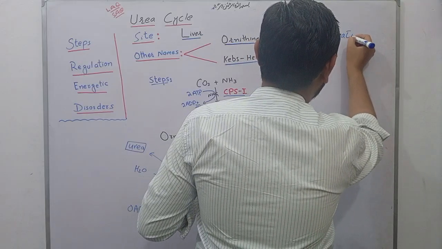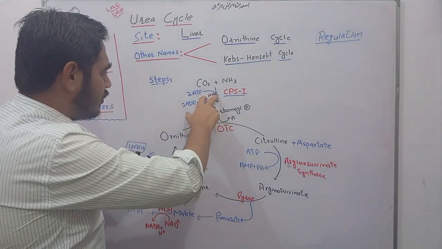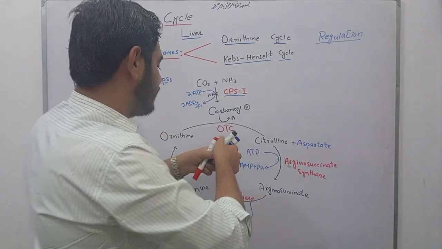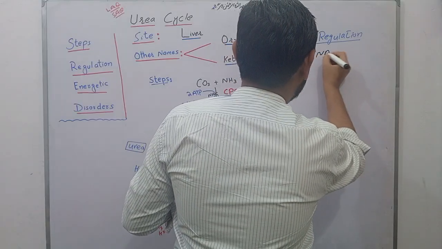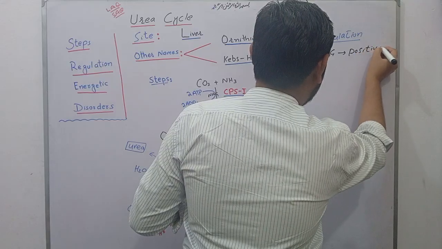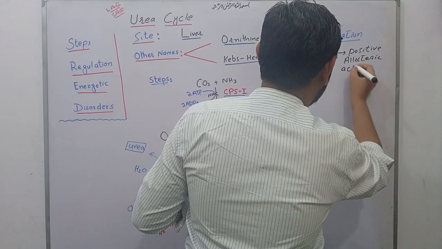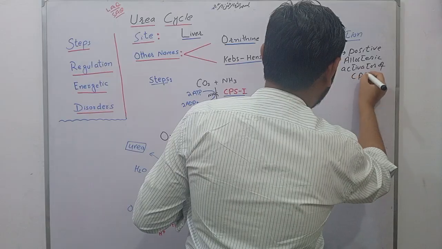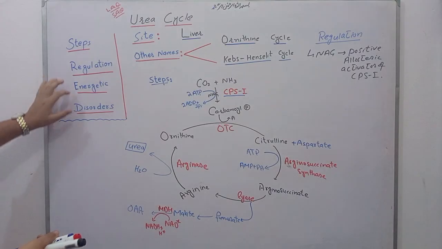Regulation. The N-acetyl glutamate is a positive allosteric activator of carbamyl phosphate synthase 1. This is the regulation. Now coming to the energetics.